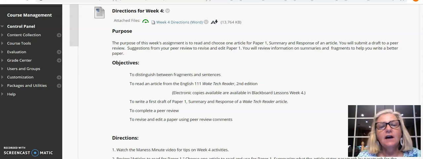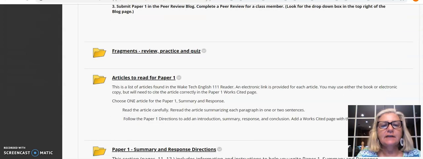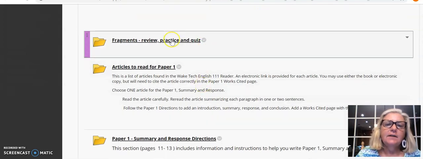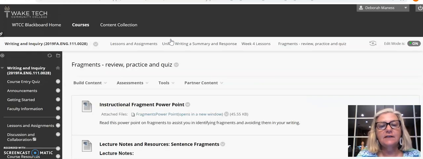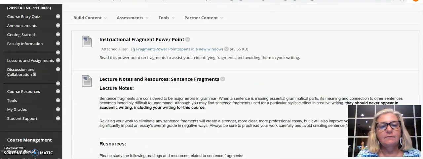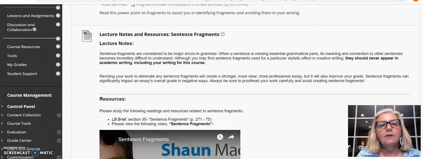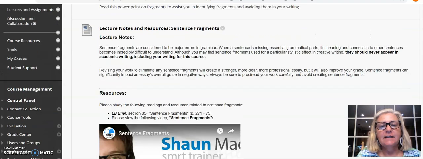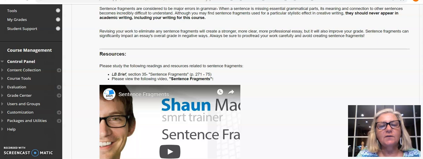This week, the grammar lesson is to distinguish fragments from sentences. So you will look at the lesson on fragments. There is a lecture provided. There are practices with the answers, and then complete the fragment quiz. So that's the grammar lesson for this week. You'll find the grammar quiz at the bottom, and there are videos to watch along with the lecture.